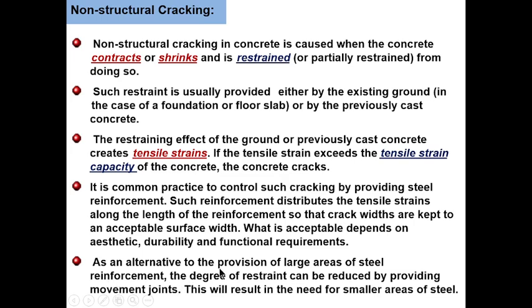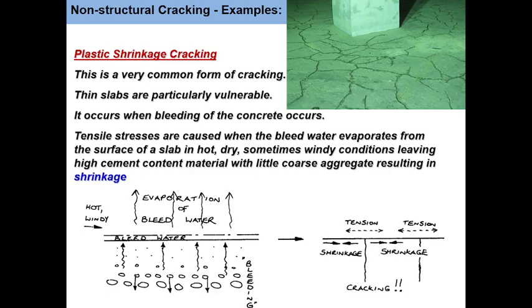As an alternative to the provision of large areas of steel reinforcement, the degree of restraint can be reduced by providing movement joints. When you provide a movement joint, or expansion joint, this will result in smaller sections, giving space so that when movement happens, whether expansion or contraction, the concrete mass is able to accommodate it.